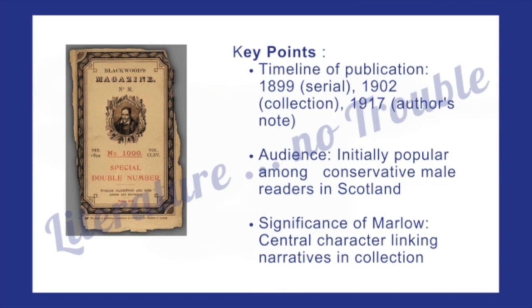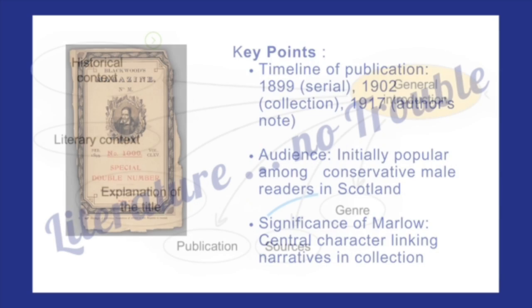By 1902, Conrad bundled Heart of Darkness with 2 other tales in a collection titled Youth, a Narrative, and 2 Other Stories. This set included Youth, a Narrative, Heart of Darkness, and The End of the Tether. All these stories share a common character, Marlow. In 1917, Conrad added an author's note highlighting Marlow as the central character across these tales. He noted that while the stories are different, Marlow connects them through exploration and adventure.